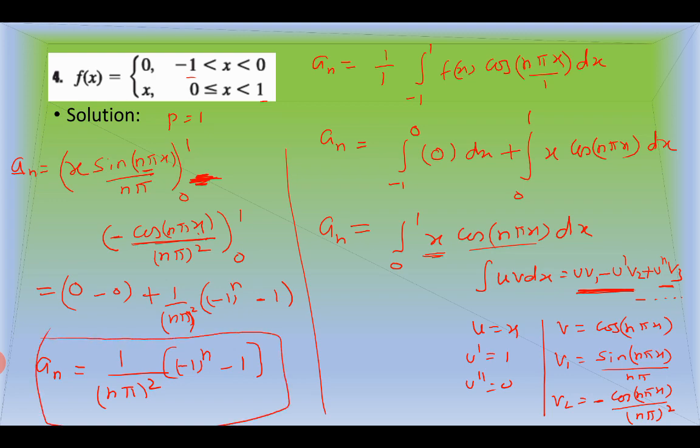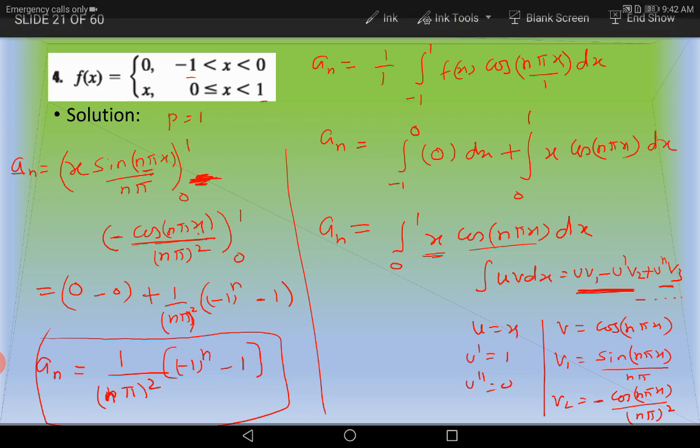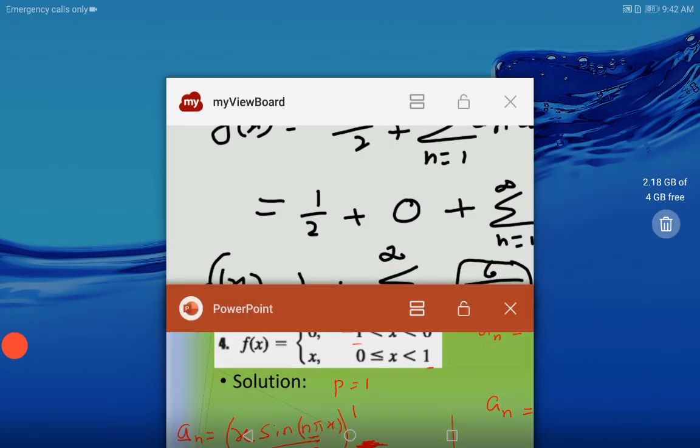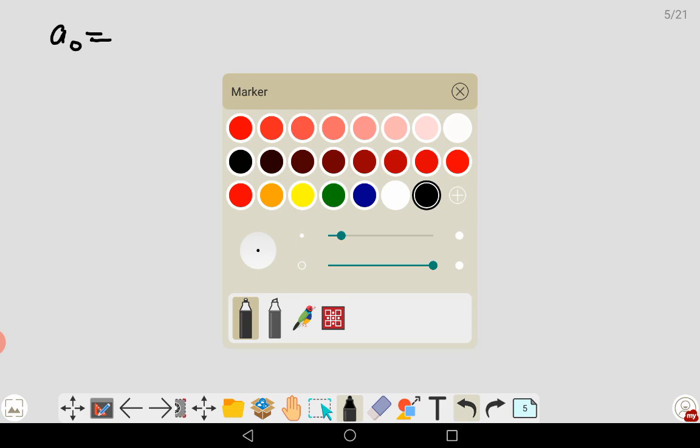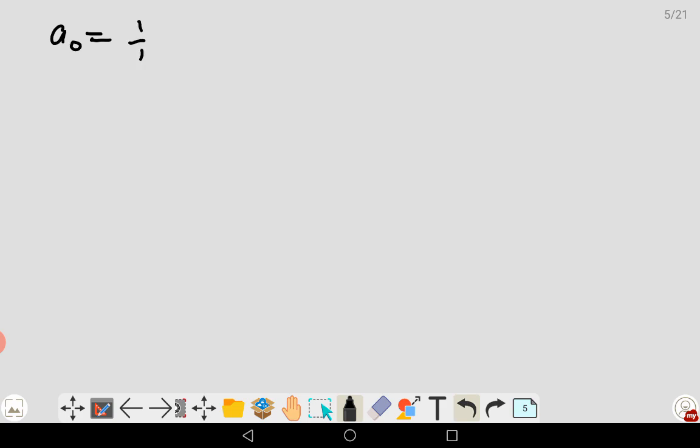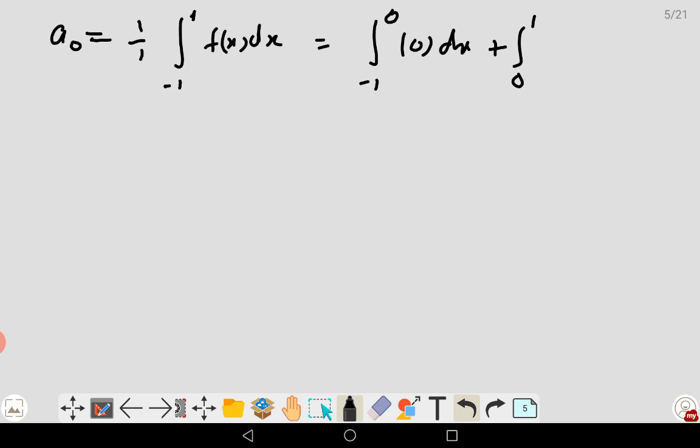Now we cannot find a0 from here because n is in the denominator. We should use a separate sheet to find a0. We'll find a0 here. a0 is 1 by 1 integral from minus 1 to positive 1 of f of x dx. So we will write it as integral from minus 1 to 0, the function is 0 dx, plus 0 to 1.